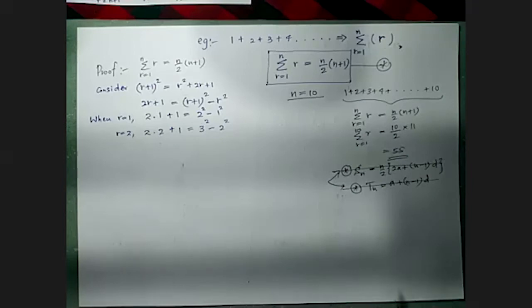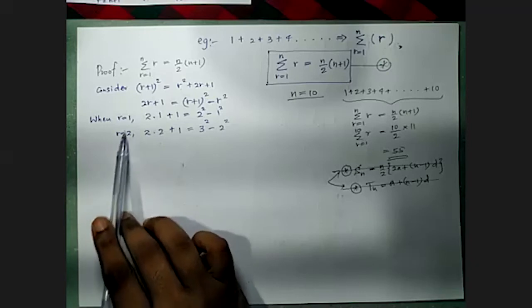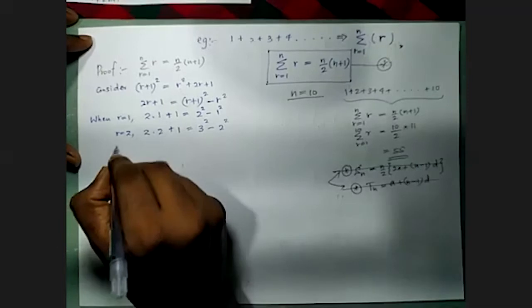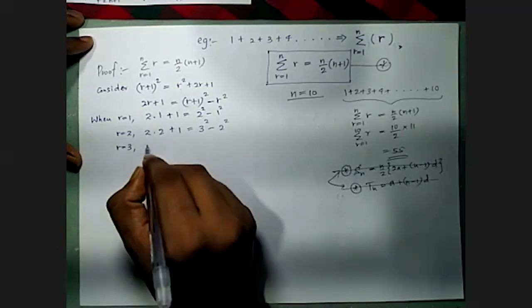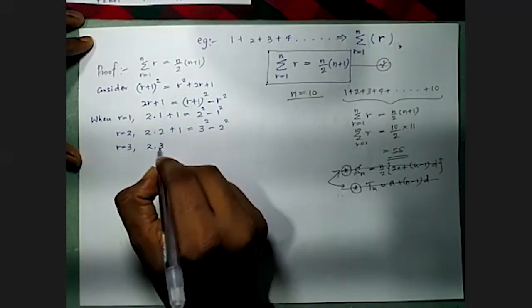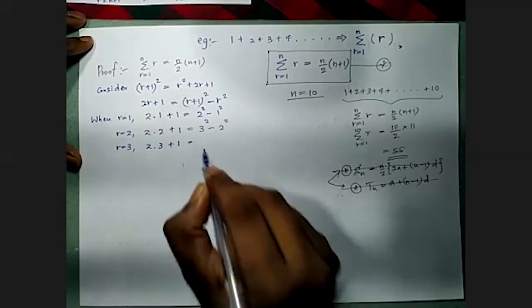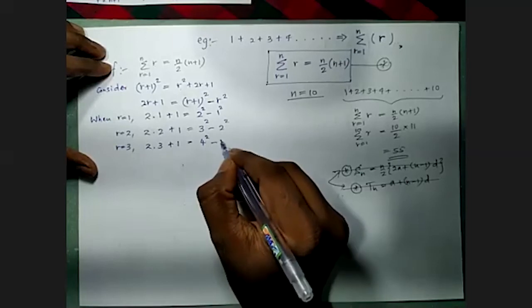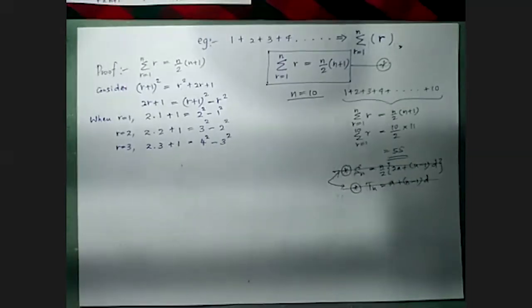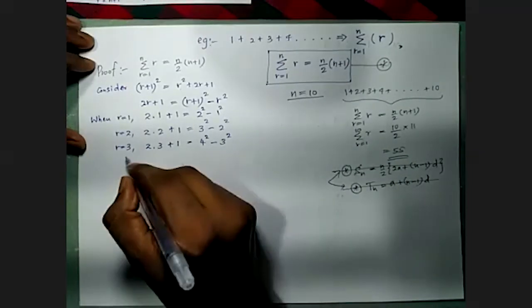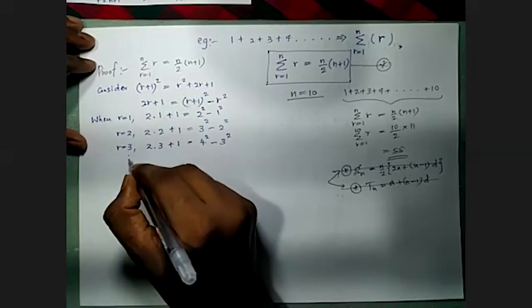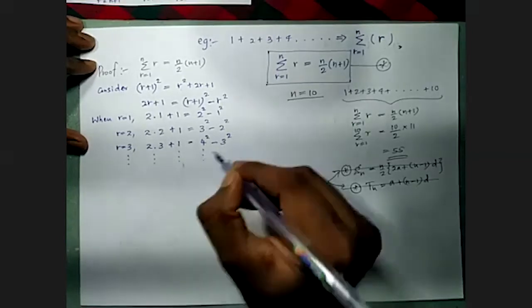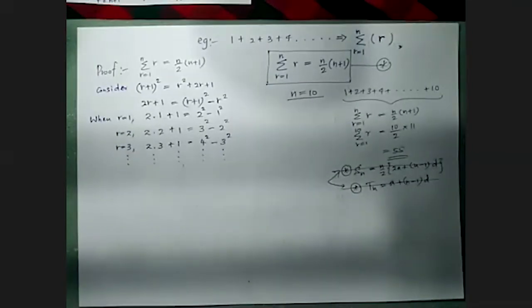Yes, sir. I am just substituting these values. Then when r equals 3, this becomes 2 times 3 plus 1 equals 3 plus 1, 4. 4 square minus 3 square. Okay. Now no need to continue. We can see clearly what terms we get. Then put a few dots like this.